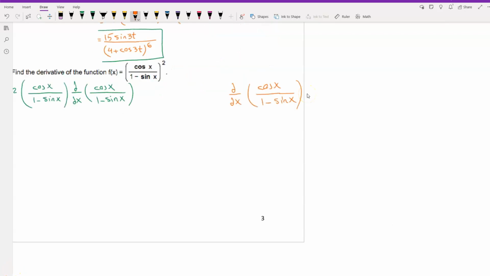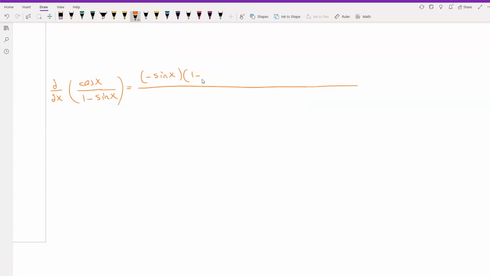Now finding the derivative of cosine x divided by 1 minus sine x. This is equal to the derivative of cosine, which is negative sine, times what we have in the denominator, 1 minus sine x, minus the derivative of 1 minus sine x, which is negative cosine, times what we have in the numerator, cosine x. So this is what we have on top, and then divide by (1 minus sine x) squared.